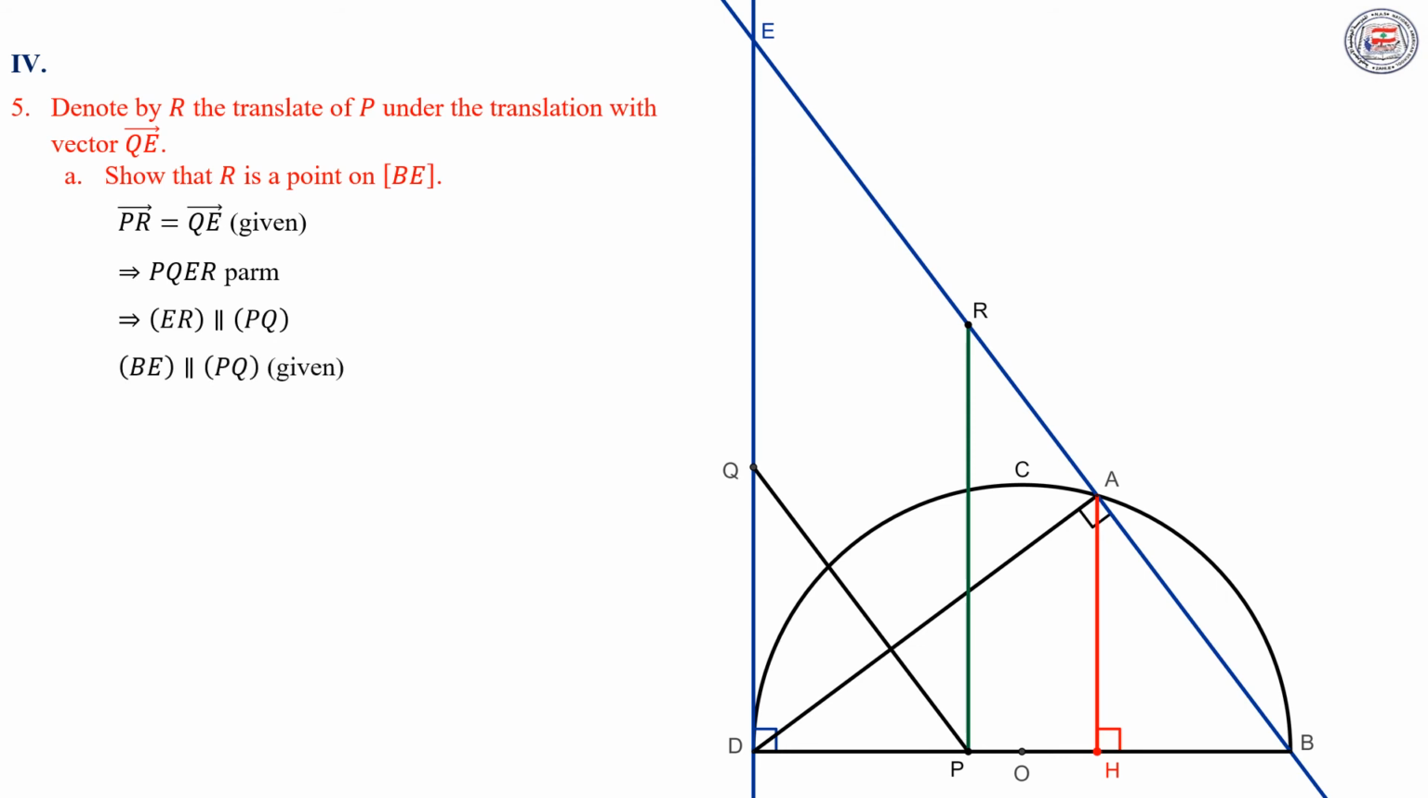And we have from the given BE parallel to PQ. So we have two lines that are parallel to the same line PQ and with a common point E, so we can deduce that ER and BE are collinear. And if they are collinear, then R is a point on BE.